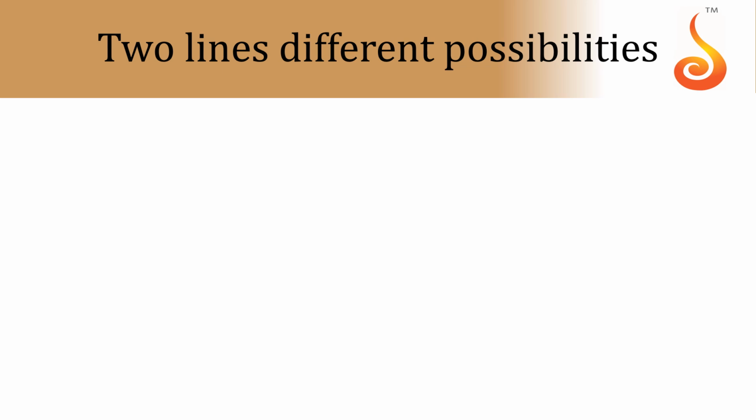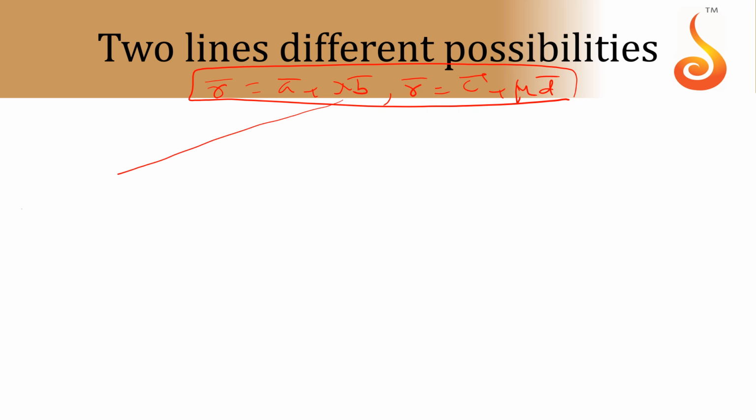So two lines, different possibilities. What are the possibilities you can have for two lines? So you have R bar equal to A bar plus lambda B bar, R bar equal to C bar plus mu D bar. So there are two lines. Now suppose the two lines are coincident, let us say like this. Then can I say the vector A bar minus C bar will be parallel to B bar, which will be parallel to D bar. That is the situation.